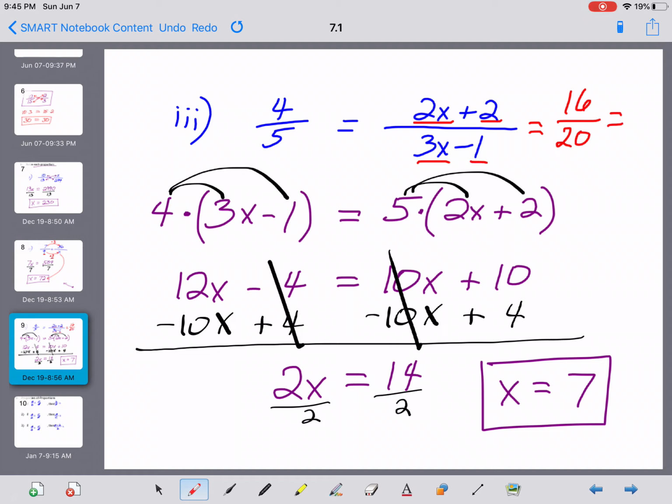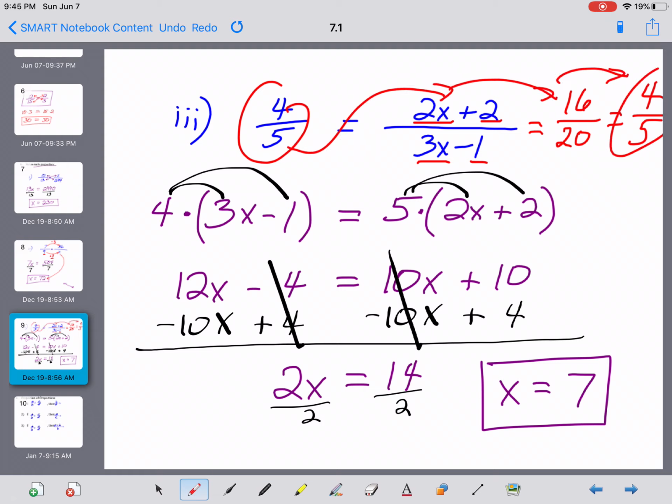And 16 over 20 is a ratio that can certainly be simplified. Those two numbers have a greatest common factor of 4. Dividing the 4 from 16 gives us a 4 on top, and in the denominator, 20 divided by 4 is going to get us 5. So what are we saying? 4/5 is eventually equal to 4/5. And as long as we end up with the same fraction both times, we're in good shape.